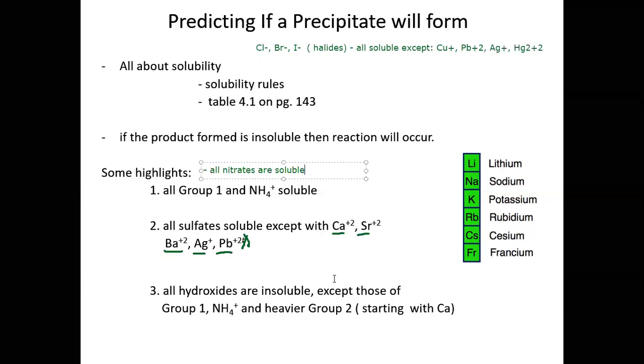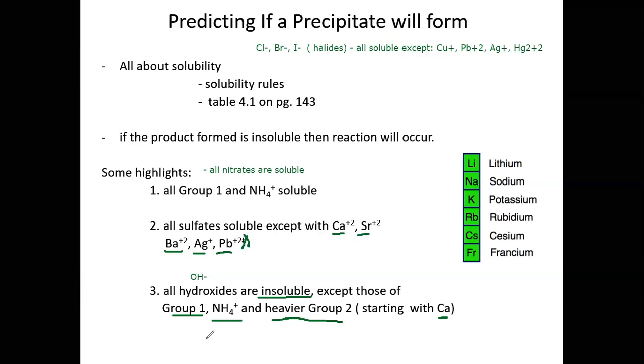Another important solubility rule is about hydroxides. Again, hydroxides is OH minus. And so all hydroxides are insoluble. Notice here the difference. All hydroxides are insoluble, except those of group 1, ammonium, and heavier group 2 cations starting with calcium. So all other types of hydroxides, if it's not one of these cations, is insoluble.